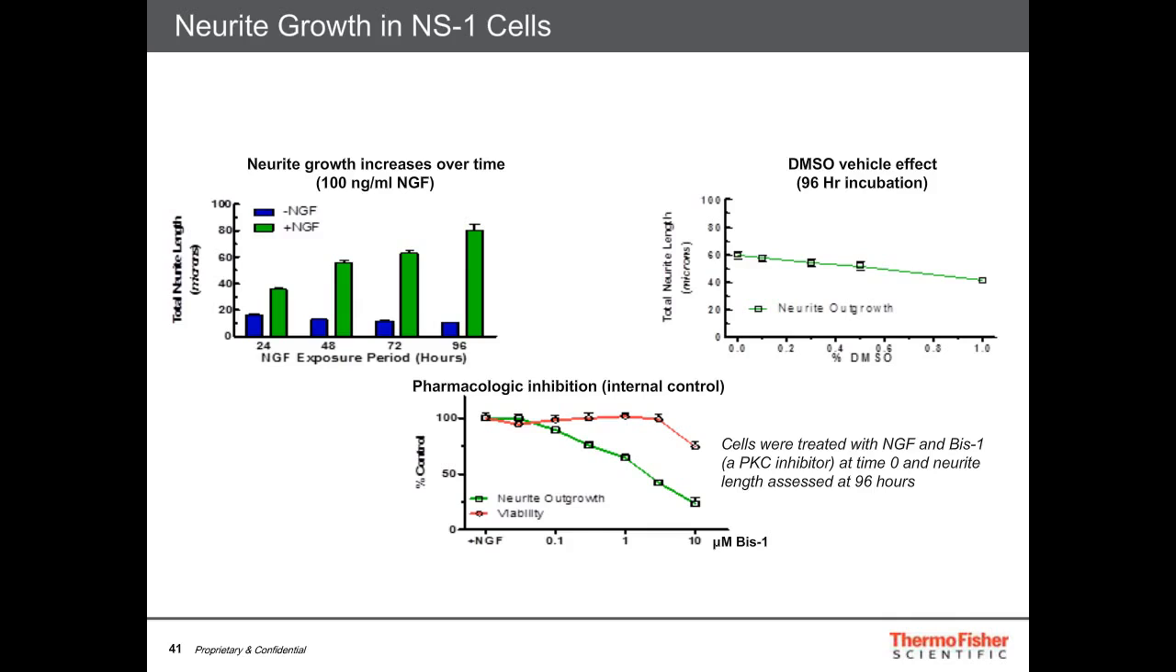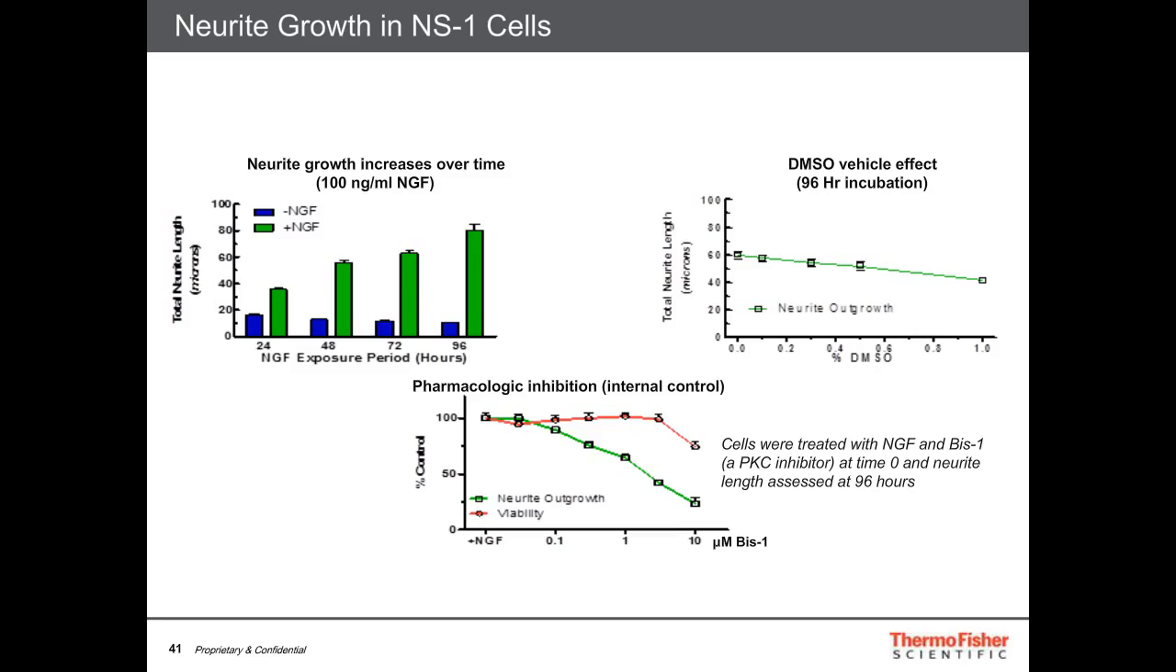In the upper right-hand quadrant, this is showing DMSO vehicle effect. DMSO was the vehicle that all the compounds that we evaluated were suspended in, and we wanted to know, does the DMSO vehicle itself cause any effect? And actually it does. You can see as we increase the concentration of DMSO, we do see a dose-dependent decrease in total neurite length. So to be safe, we chose a final concentration of 0.1%, which induced a non-significant change in total neurite length.